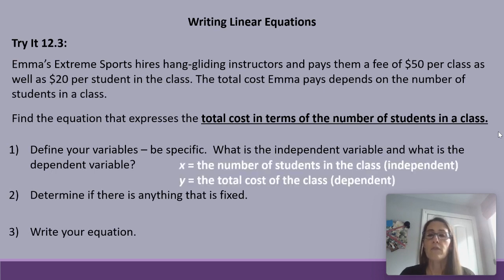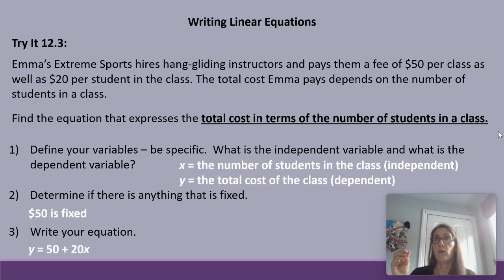So X is the number of students in the class. That's independent. Y is the total cost of the class, and that depends on how many students are in there. The $50 is fixed because the instructor gets $50 per class, no matter how many students there are. And so that allows us to write the equation Y equals 50 plus 20 times X. So the rate, the thing that we're going to multiply by our independent variable, is the 20 per student. And then the 50 is the fixed. So that's why it's not being multiplied by X.